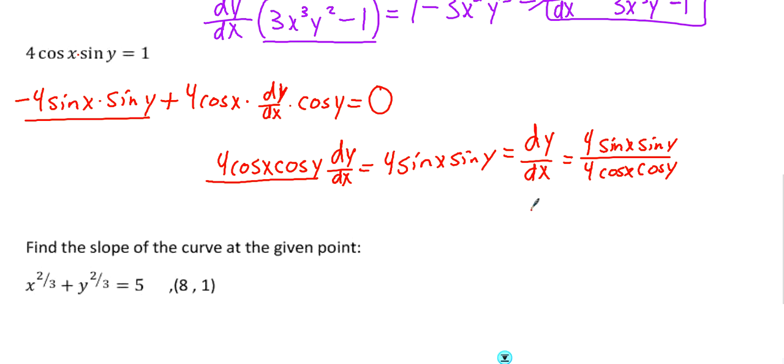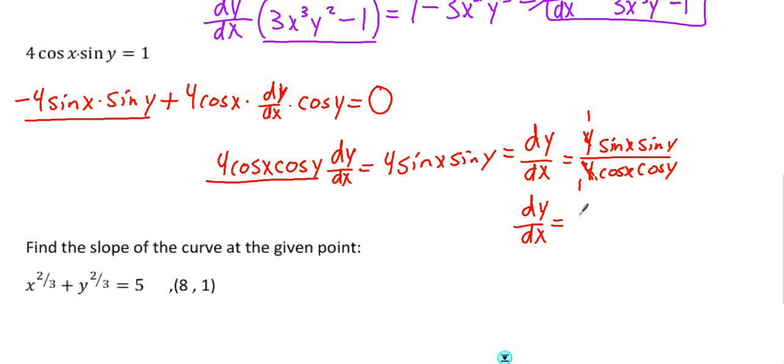And if you want to simplify it, that would be awesome. So you get dy over dx. 4 divided by 4 is 1. So you get 1 here and 1 here. And then you have sine divided by cosine, sine divided by cosine. Sine divided by cosine is tangent.